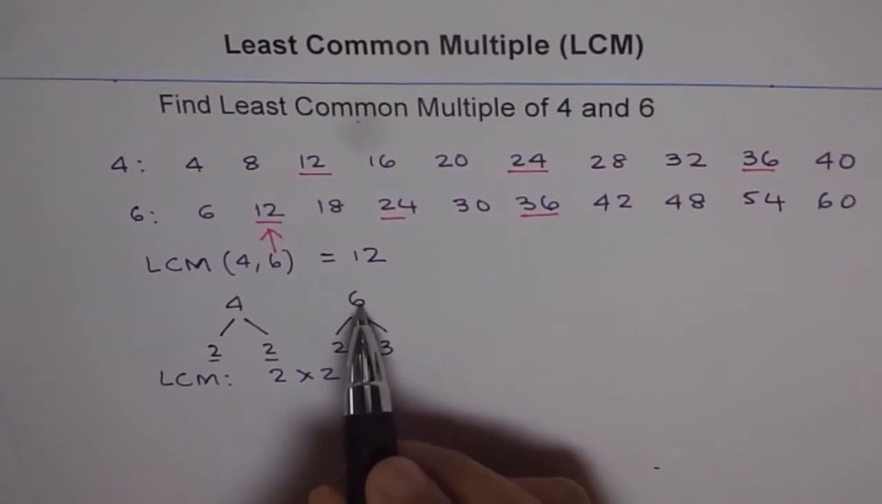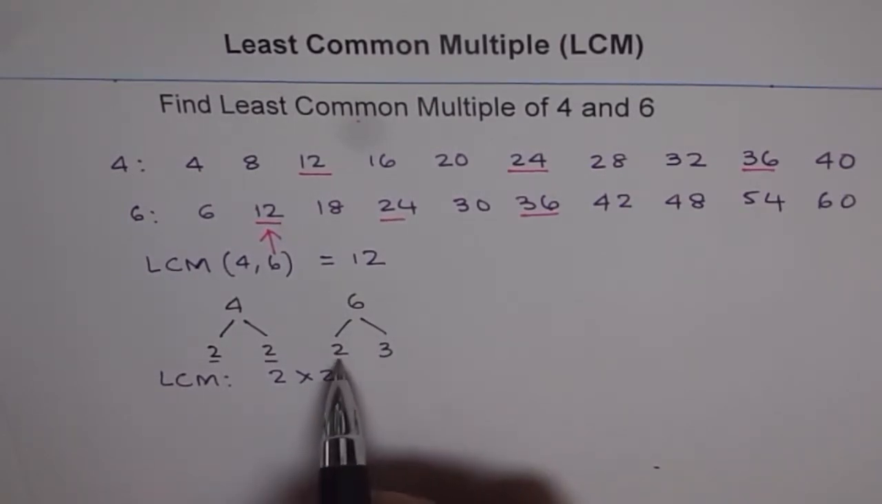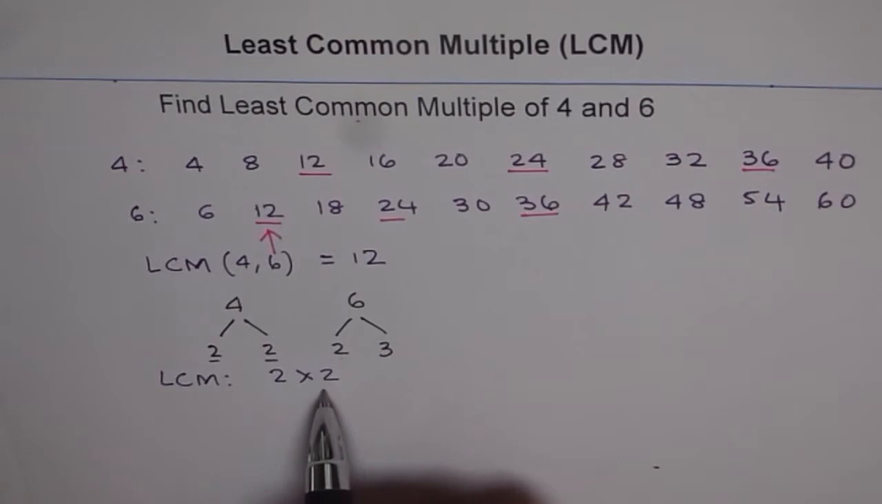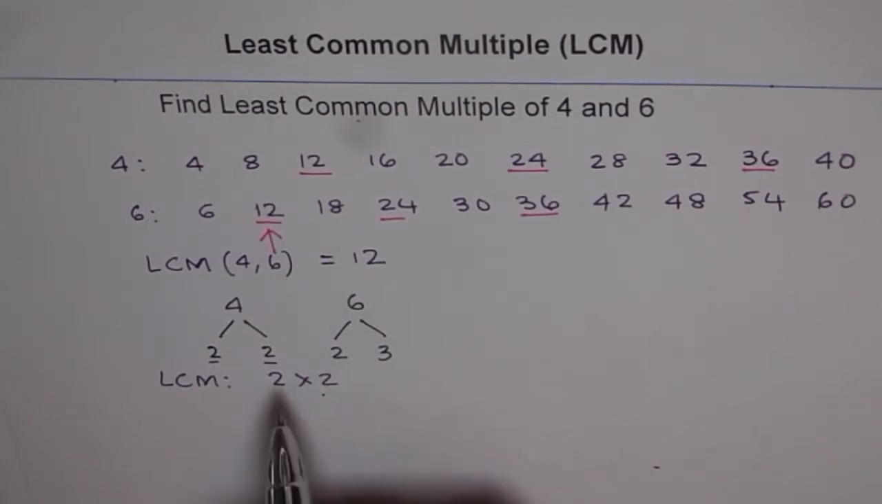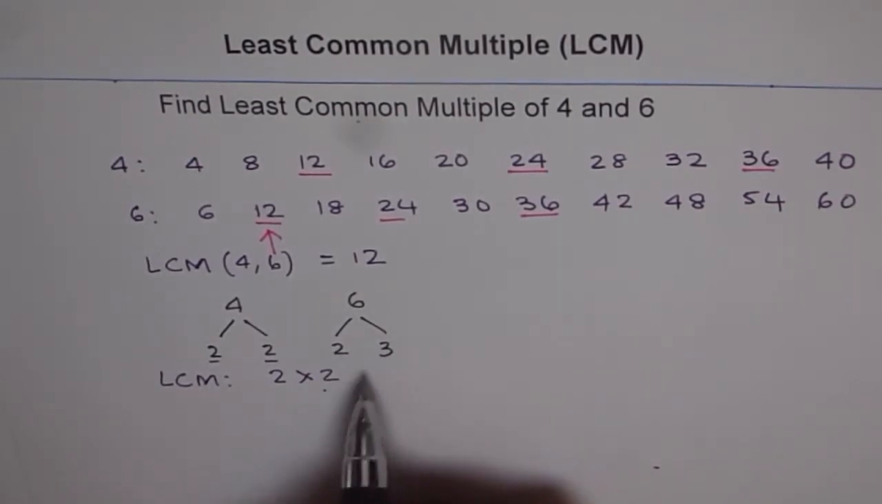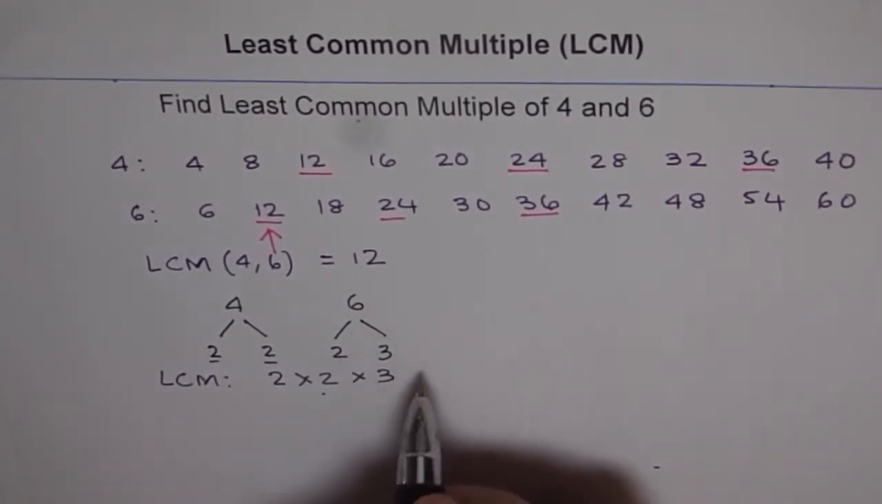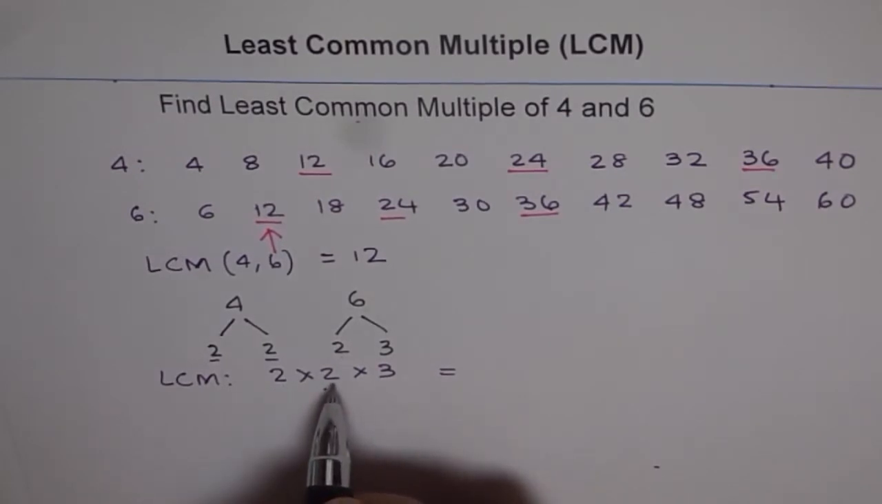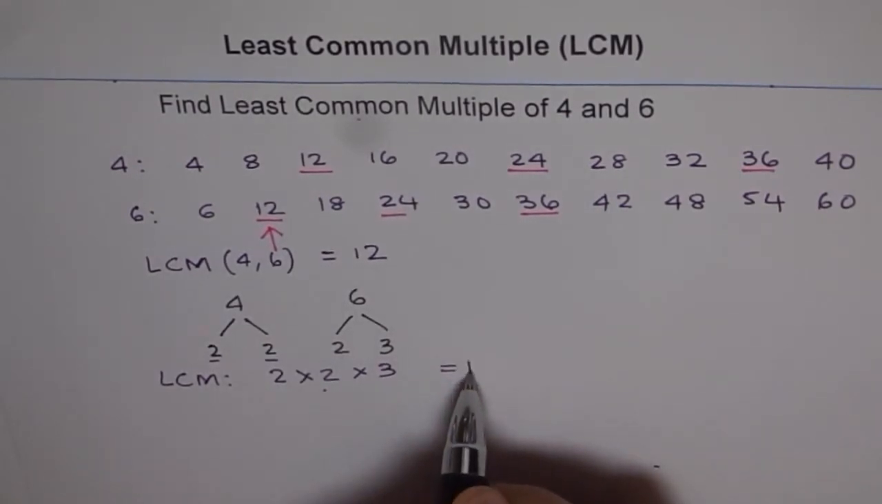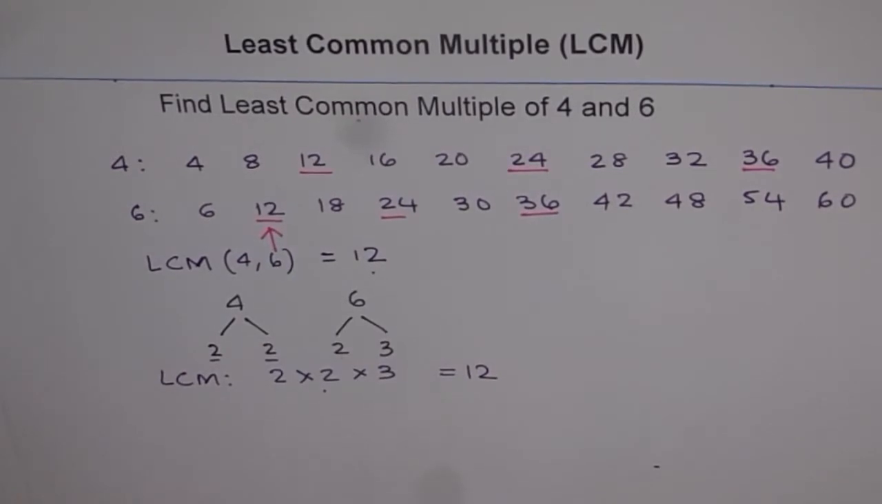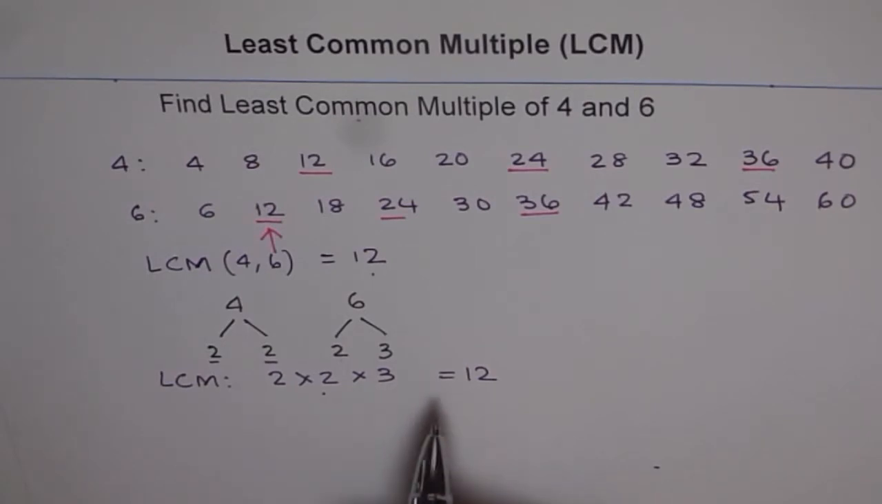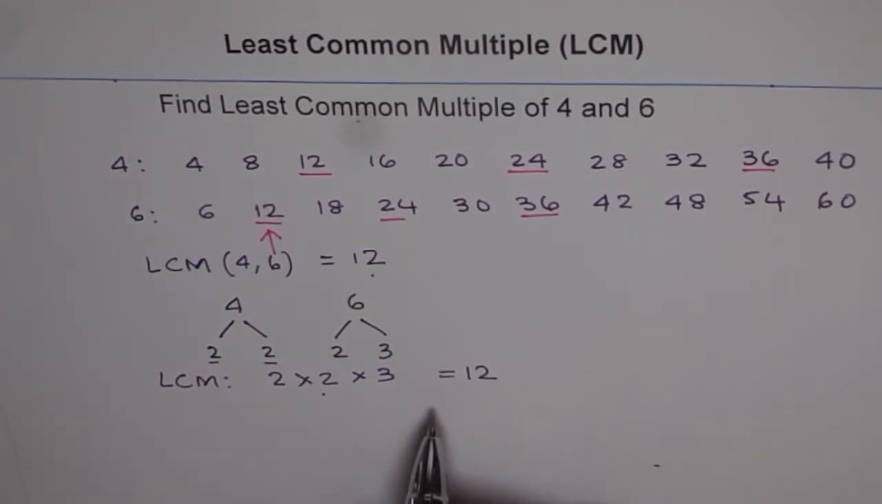Now let's pick factors for 6. Factors for 6 are 2 times 3. We already have a 2 here, so we need not write 2 here. Otherwise, it will not be the lowest common multiple. It will be the next higher one. But we don't have 3. So let's put 3 here, times 3. If you multiply these three, what do you get? 2 times 2 is 4, and 4 times 3 is 12. You get the same answer which you got by listing all the multiples. Well, this is a much shorter way and a neater way to do it.